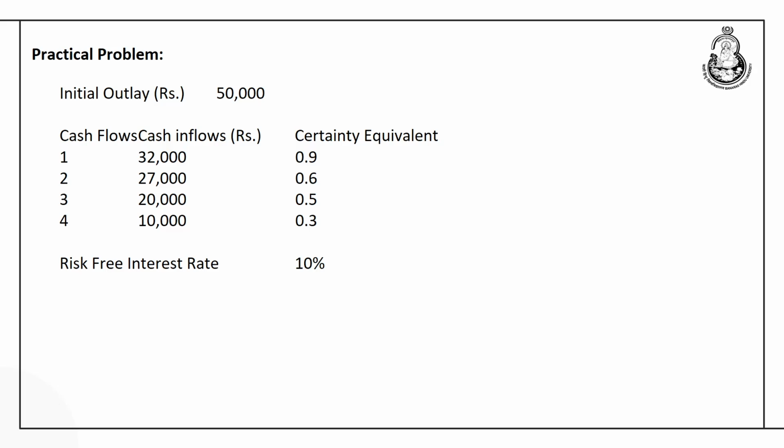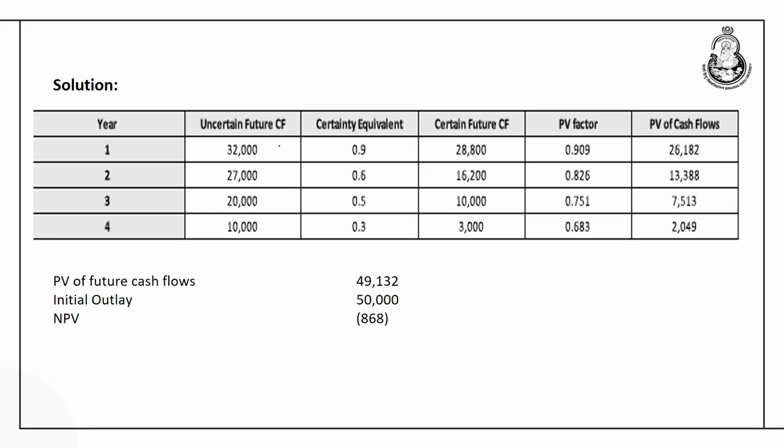certain cash flow values. So, here is a practical problem where the initial outlay is 50,000 and the project is giving 32,000, 27,000, 20,000 and 10,000 in 4 years, but the management has realized that there is a guarantee to the extent of 90% that 32,000 would be generated in the first year. What does it mean? This 0.9 is the certainty equivalent coefficient, and this will now be used to find out the certain cash flow.